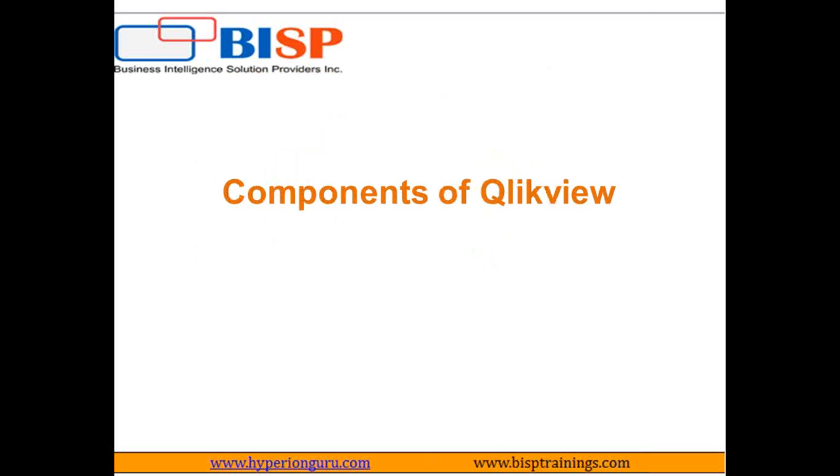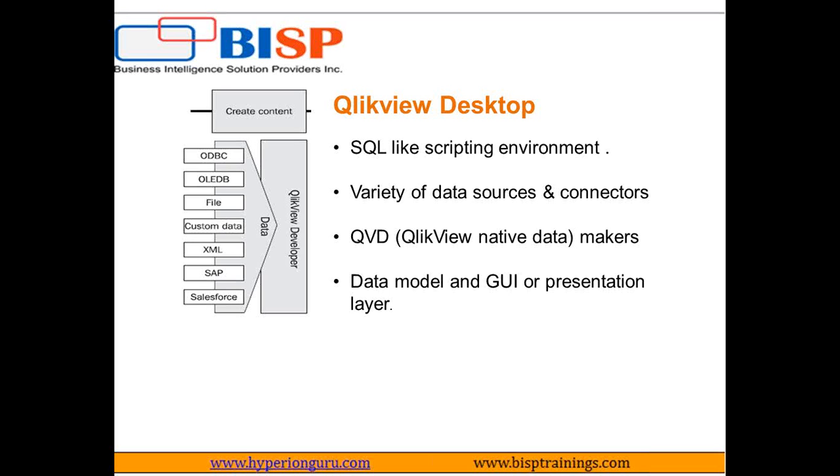What are the components of Qlikview? So the first component of Qlikview is the Qlikview desktop. Basically, it is a SQL-like scripting environment which uses a variety of data sources and connectors, and through which we can connect to our reporting database, and then query it, and make our own native Qlikview database which is called a QVD. Above that we can present a data model and a GUI layer for the presentation to the user. This is the first component of a Qlikview architecture.